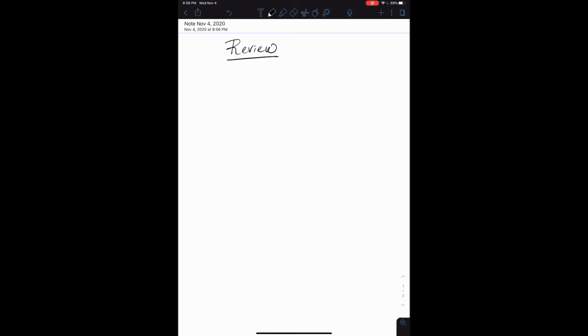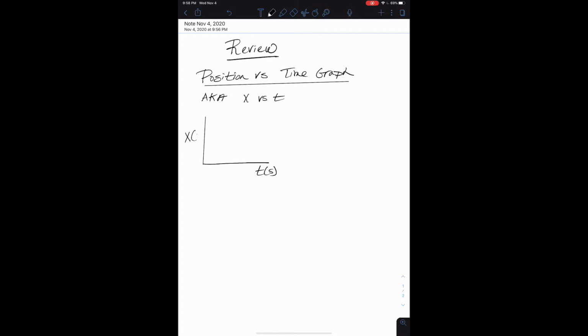So let's start with a position versus time graph. And you can just write this down on a separate sheet of paper. These are also known as x versus t. When you're given this kind of graph, t is always on the x-axis, x is always on the y-axis. You have three types of questions you can answer. The first one is a right there question.